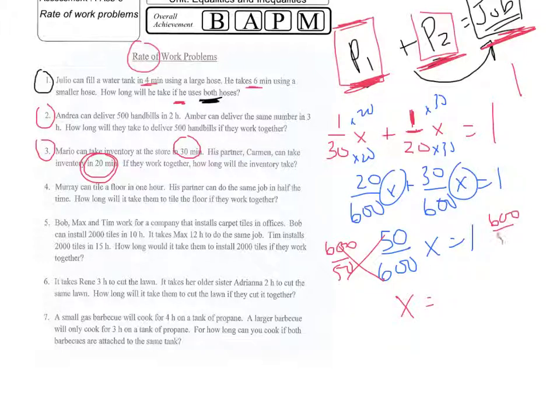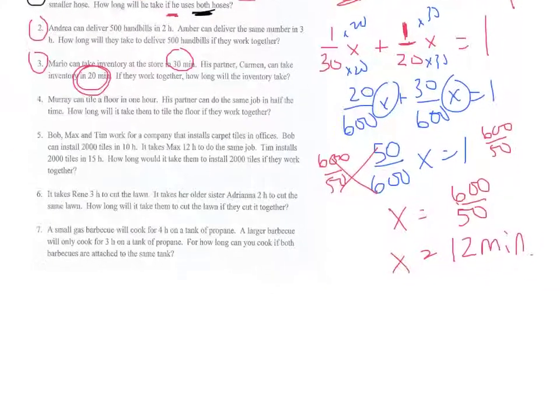600 over 50 will give me an answer of 600 over 50, and when I reduce all of that, I get 12 minutes. So it does work out. You can actually do it this way. There is another way of doing it, so I'll move all this up and I'll show you another way.